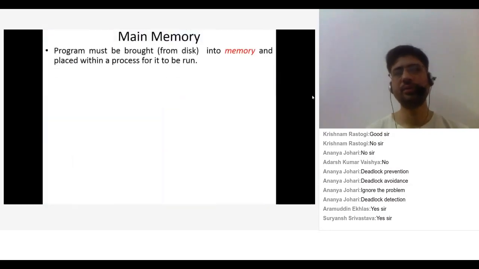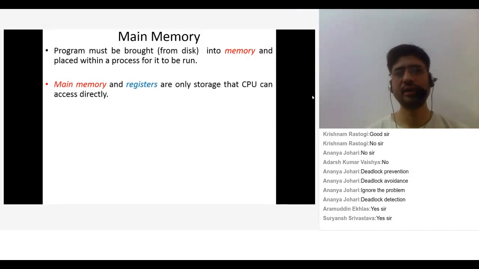A program must be brought from disk into memory and placed within a process for it to be run. So what is the need of memory? Without memory, you cannot load your program into the computer, because it has to be loaded into the memory only. Main memory and registers are the only storage that the CPU can access directly. CPU is the central processing unit. So these are the two things that the CPU can access directly.